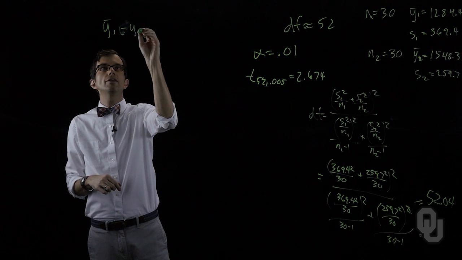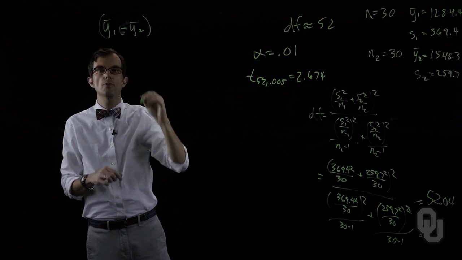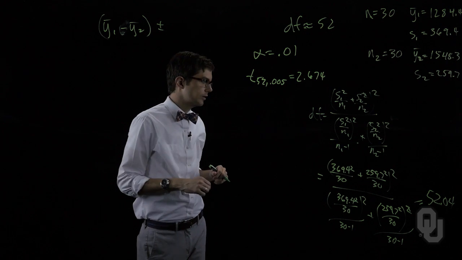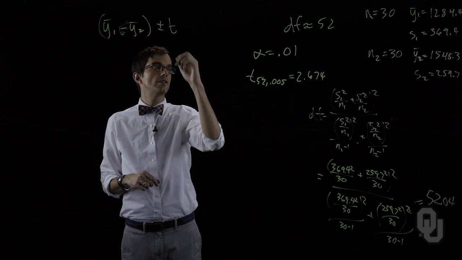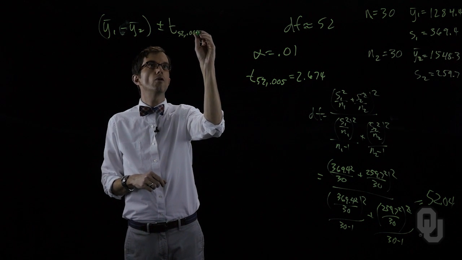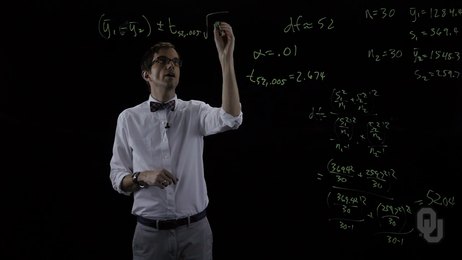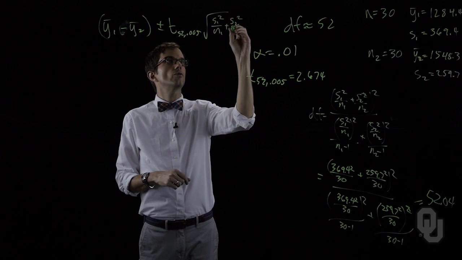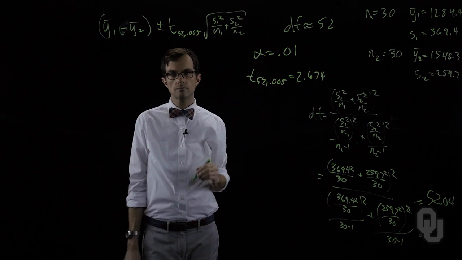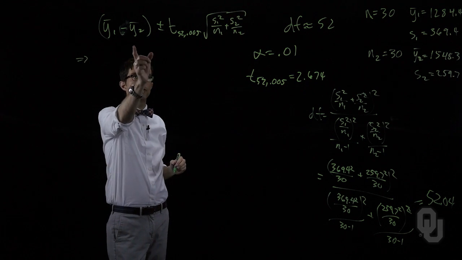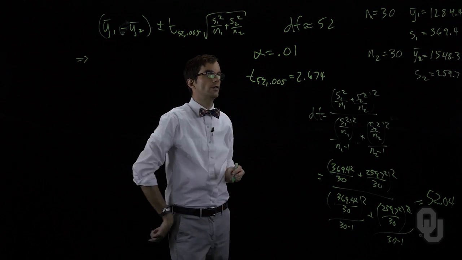Y1 bar minus Y2 bar, that's our point estimate. We're going to add to it and subtract from it a margin of error. That margin of error is t with 52 degrees of freedom, 0.005 in each tail, times the square root of S1 squared over N1 plus S2 squared over N2. So all we got to do now is just enter in these numbers.